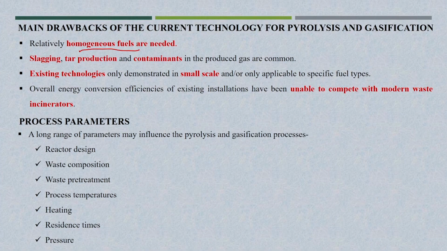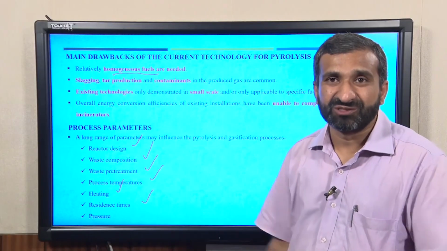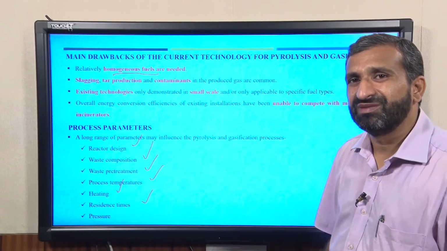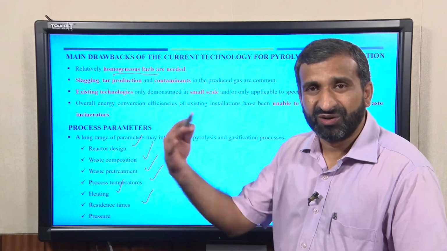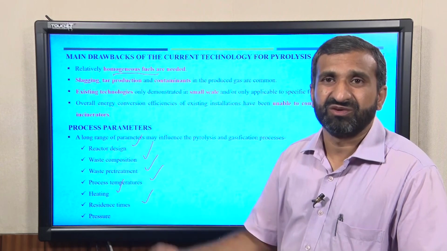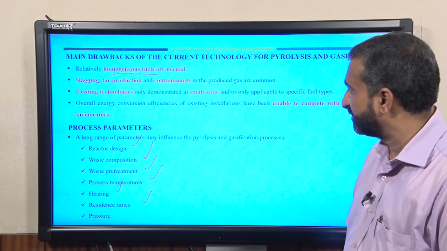Now, the process parameters to run the pyrolysis gasification process. The range of parameters that may influence pyrolysis and gasification includes reactor design, waste composition, waste pre-treatment, process temperature, heating rate, residence time and pressure, that is, at what pressure we are combusting the material. So, a lot of parameters influence both processes. Because of that, I can say this is also one of the drawbacks, where a lot of parameters have to be studied first before running the pyrolysis and gasification process.